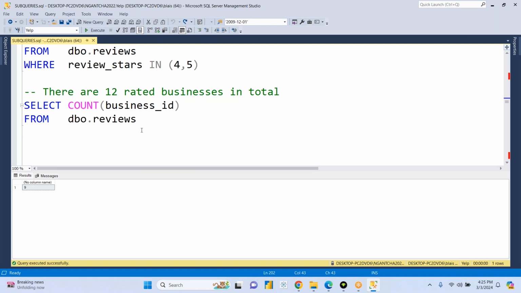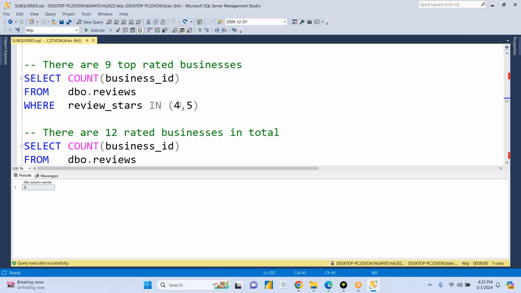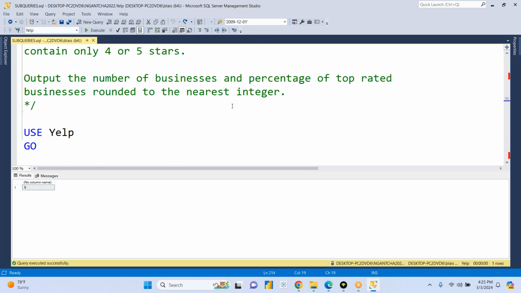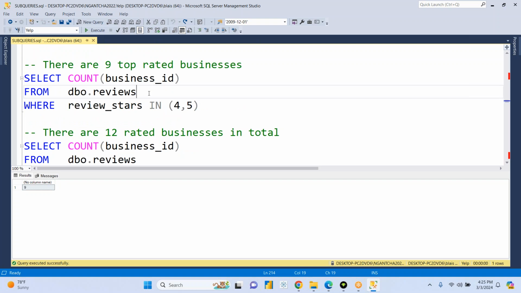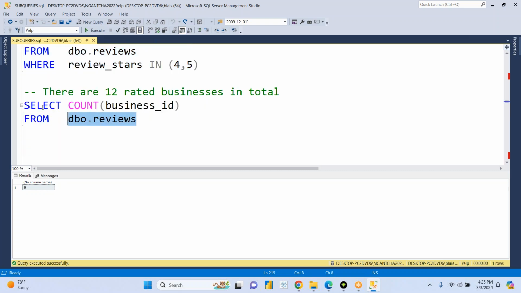So how many businesses were rated? We have to dismiss this one and look at this. There are 12 businesses in total that were evaluated. Of the 12, 9 are 4 or 5-star. These two numbers are important, right? Because to get the percentage, you must use the specific portion relative to the overall. The specific portion is this part right here, relative to the overall, which is this part right here.